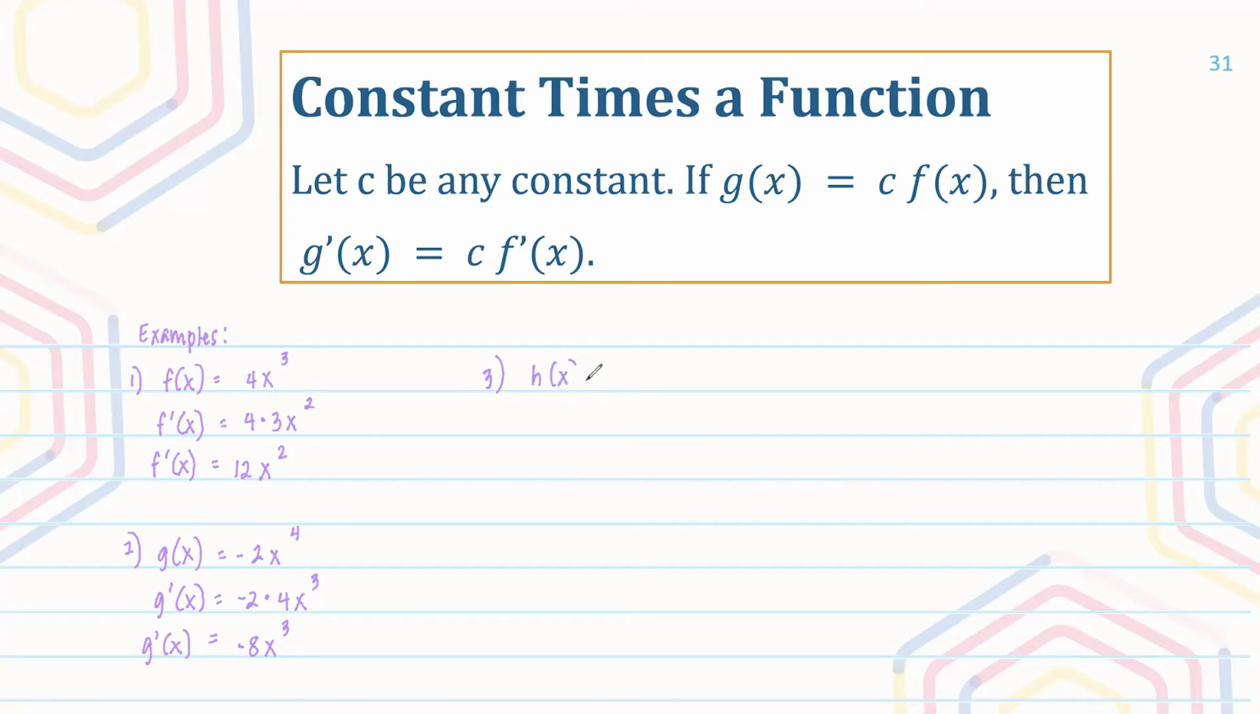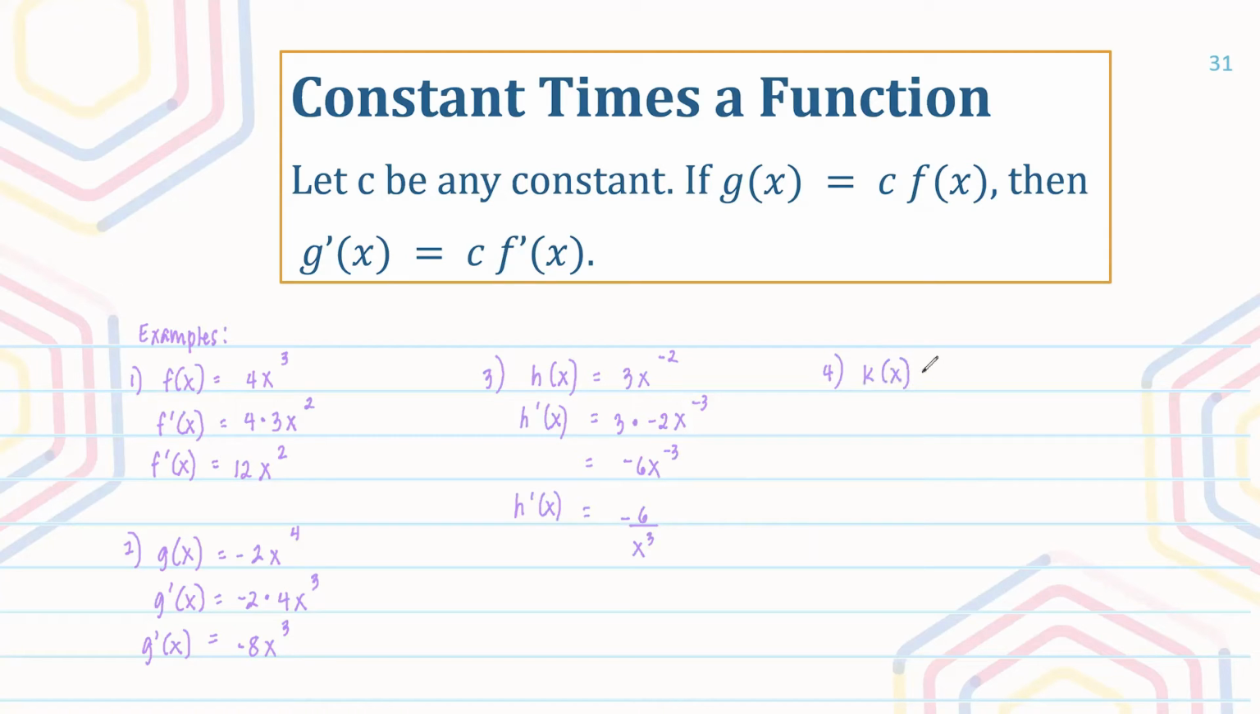Next, let's have our third example. We have h of x is equal to 3x raised to negative 2. So here our c is equal to 3. So h prime of x is equal to 3 times the derivative of x raised to negative 2. So that's negative 2x, negative 2 minus 1 is negative 3. So we have here 3 times negative 2 is negative 6 raised to negative 3. We write negative 6 over x cubed, and that is now our final answer.